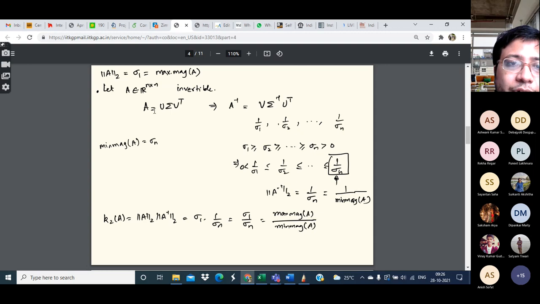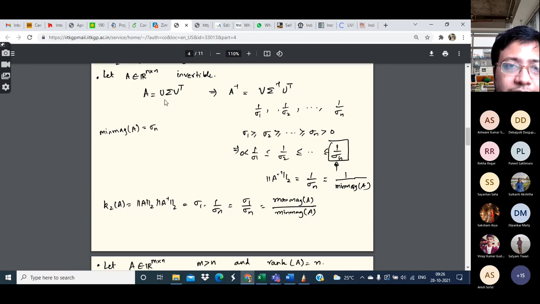So irrespective of whether the matrix is square or non-square, its singular value decomposition exists. So let us write again A is equal to U sigma V transpose. Now since the matrix is invertible, I can write its inverse, A inverse, as the inverse of this product, which is of course equal to V sigma inverse U transpose. Why are we able to say this? We are able to say this because U and V are orthonormal matrices.